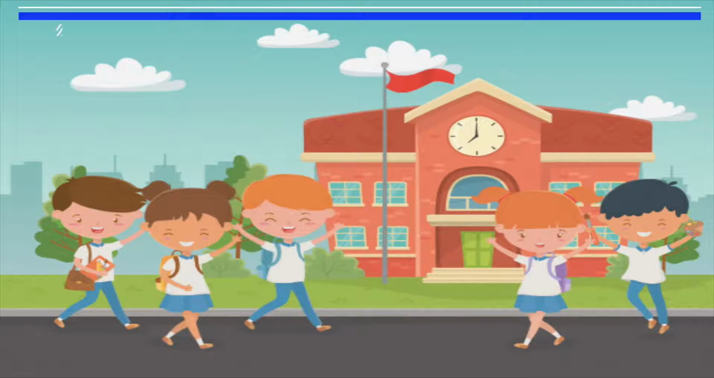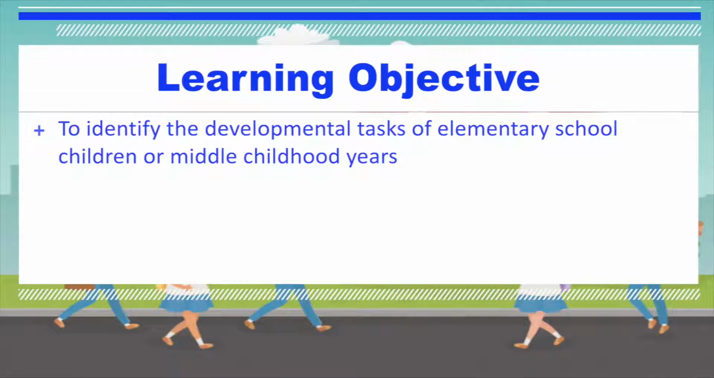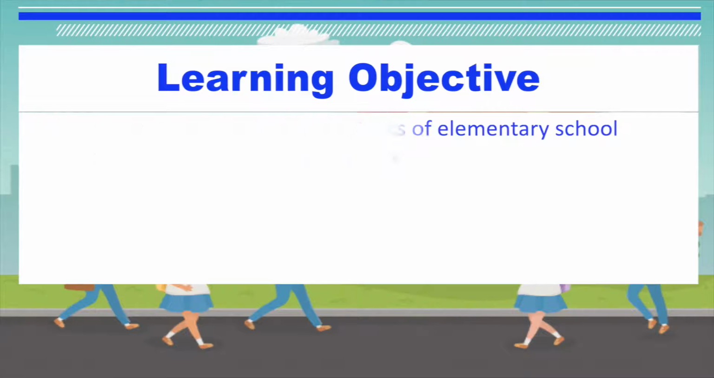In this module, we will discuss the role and functions of school counselors and try to identify some of the special facets of counseling in elementary school. Elementary school includes students from 1st through the 5th grade and in the age group of 6 to 12 years, and this age group is known as middle childhood years. The learning objective of this video is to identify the developmental tasks of elementary school children or middle childhood years.